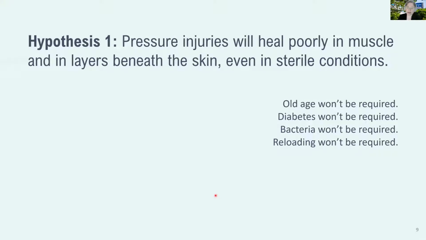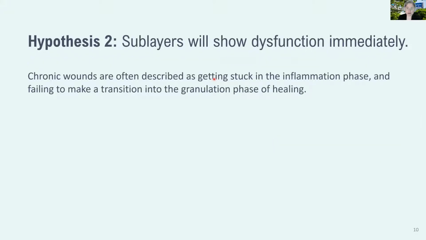So hypothesis one is that the poor healing of a pressure ulcer doesn't require the usual suspects of poor wound healing, such as old age, hyperglycemia, infection, or reloading and re-injury. I'm predicting that in deeper injuries, like muscle and layers beneath the skin, there's going to be poor healing even in germ-free mice or specific pathogen-free conditions. Hypothesis two is that there's something about the pressure itself that causes a dysfunction we can see early.